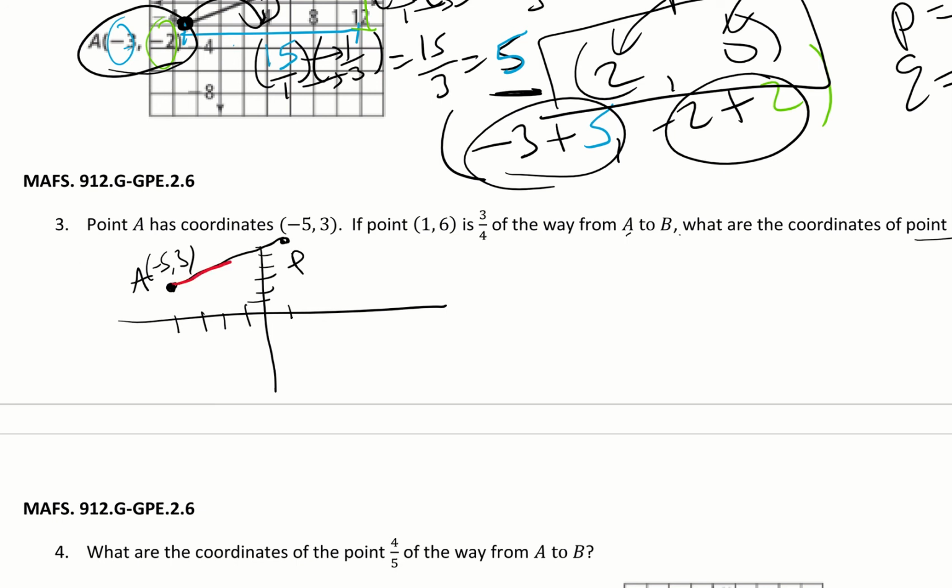So that means that this is the line from A to P. B is somewhere out here, right? Somewhere. And we don't know what the coordinates are. But we do know the coordinates of P, which is 1, 6. And we know that is 3/4 of the way. So this is 3/4 of the way.